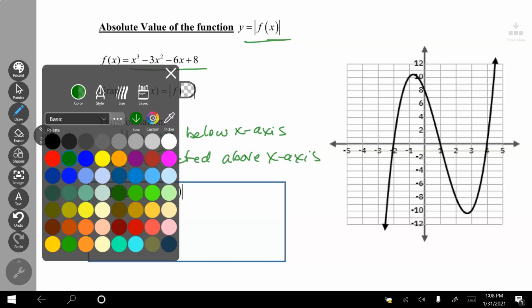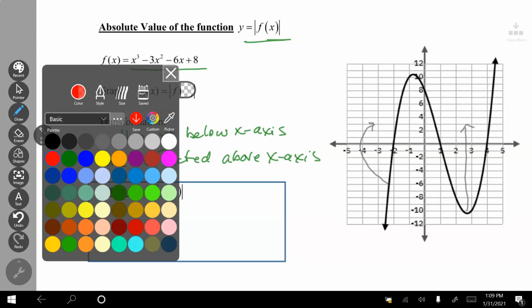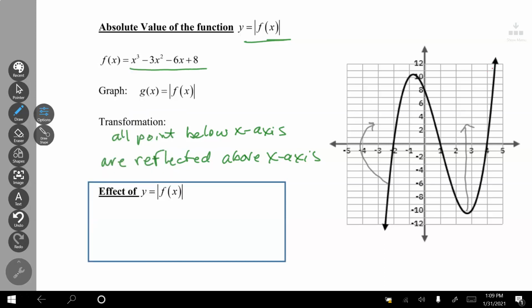So when I look at this graph, this part here that's below is going to get reflected up, and this part here that is below is going to be reflected up. Okay? They're going to be put above. So let's talk about the parts that are already above. So this part that's above is going to stay the same. I'm going to do it in red. This part stays the same. This part here that's above is going to stay the same.